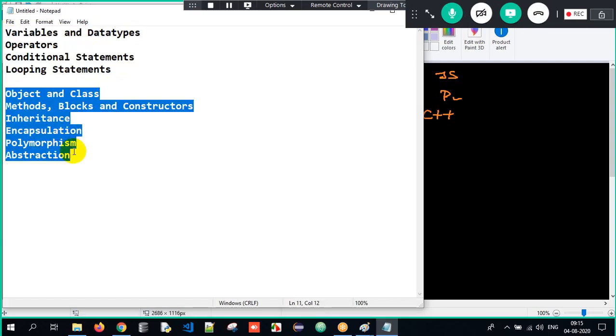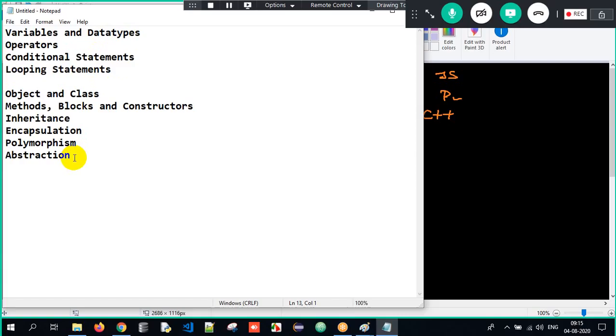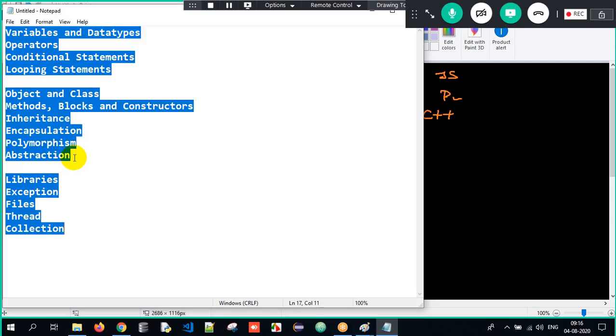And we have something called access specifiers, abstract, interfaces, overloading, overriding, everything. It's all covered over here. And then we talk about advanced topics in Java itself. We have libraries, we have exceptions, we have files, we have threads, and we have collections. So these are the few things which you'll be doing.